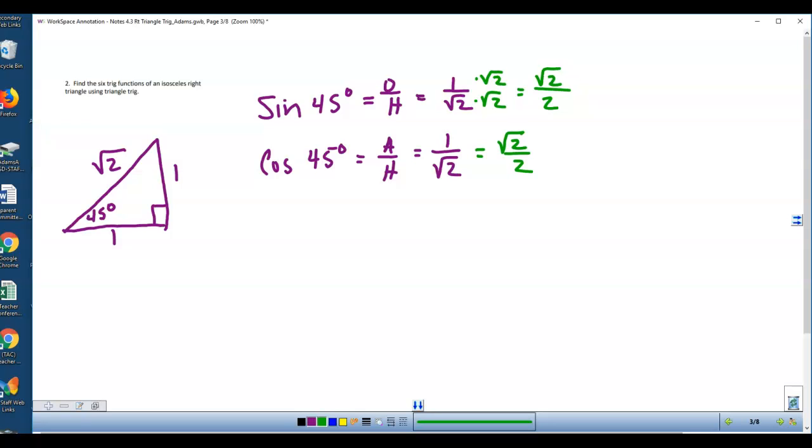All right, and then we go to the third one, which was tan of 45 degrees. So when we do tangent of 45 degrees, remember that tangent is opposite over adjacent. And so I know the opposite is 1 and the adjacent is 1. So I have 1 over 1 or just 1. Okay, so remember then we do these in reciprocals. So then I'm going to say sine goes with cosecant.